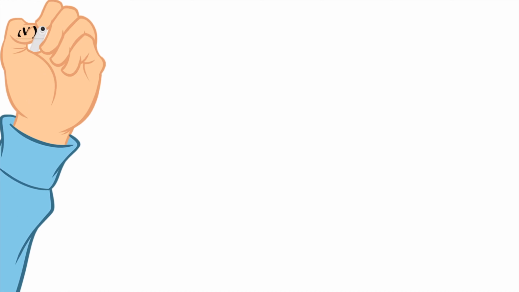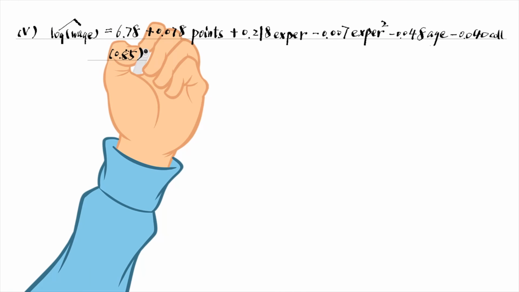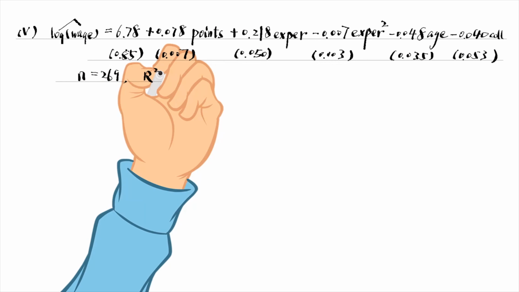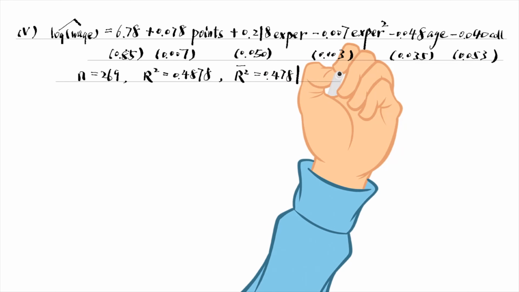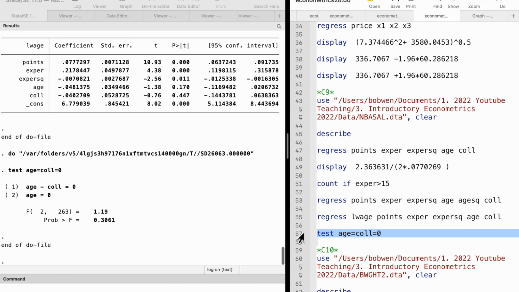In part 5, we regress the log wage on points, experience, square of experience, age, and college years. The estimated equation is as follows. In part 6, we do the F-test. In Stata, we type test, followed by the null hypothesis, age equals college equals 0.